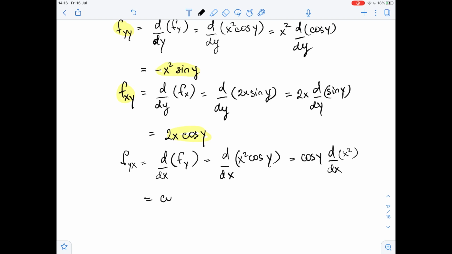So this equals cosine y times 2x, so it's 2x times cosine of y. This is our last second order partial derivative.